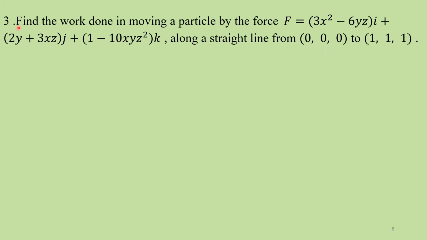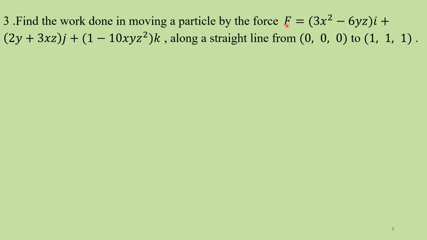Problem number 3. Find the work done in moving a particle by the force F equal to 3x square minus 6yz i plus 2y plus 3xz j plus 1 minus 10xyz square k along a straight line from 0, 0, 0 to 1, 1, 1. Here also we need to find work done.